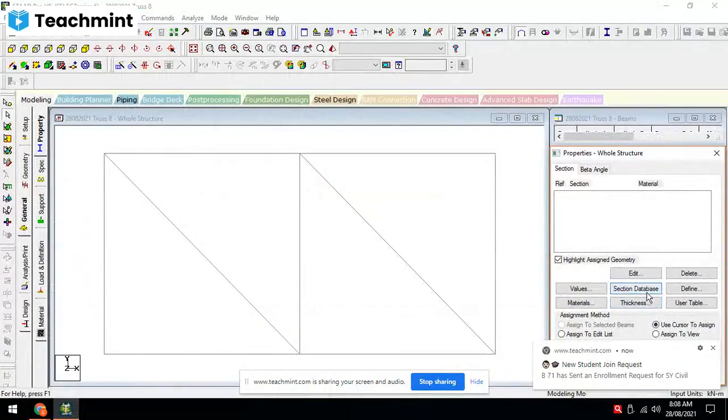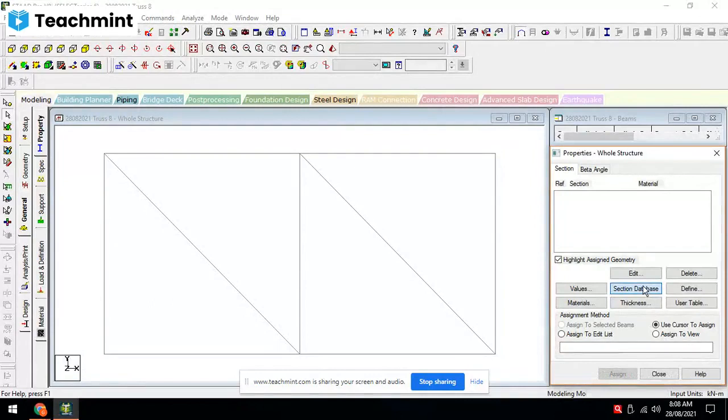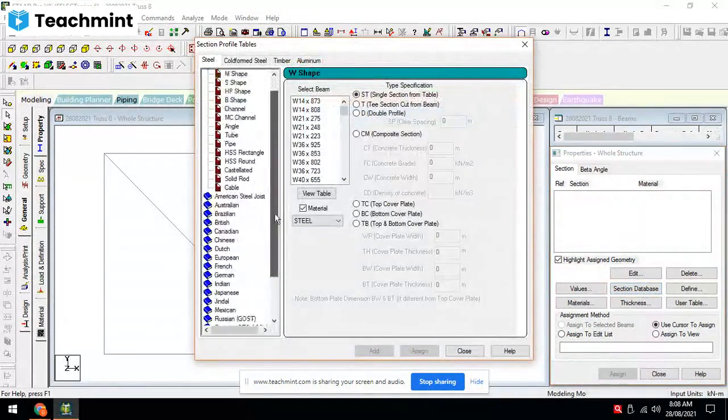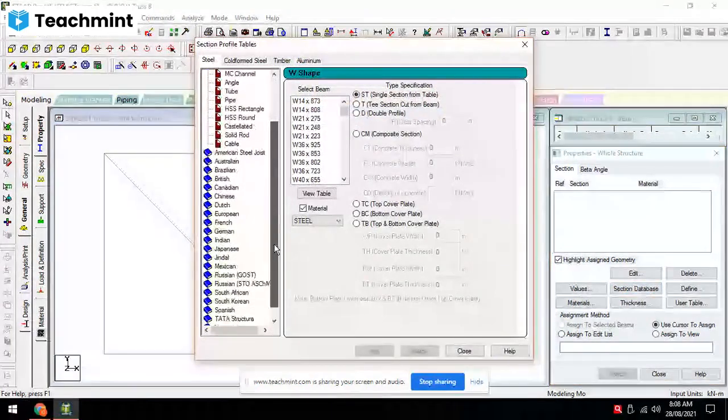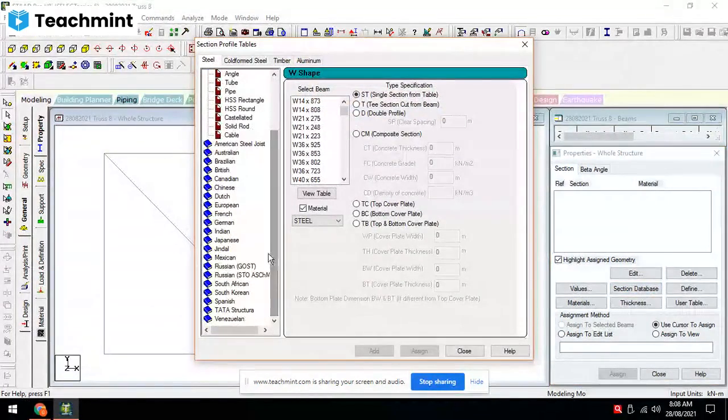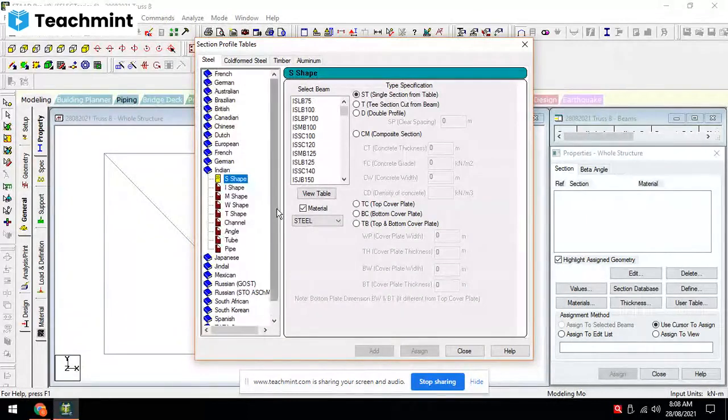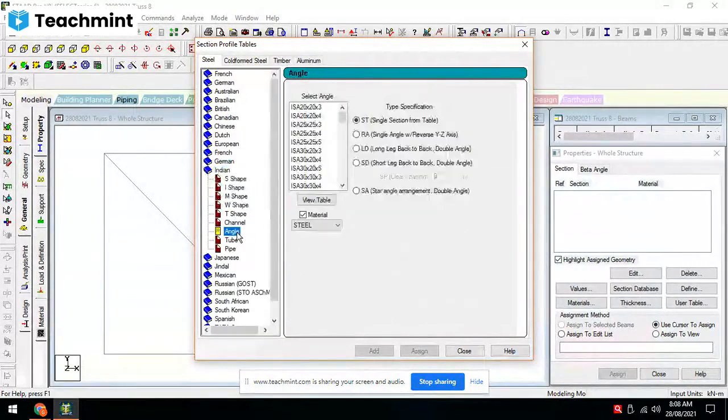So where should I go? Define section database, material thickness or ISO table. Where should I click? Yes, please. Section database. Okay, correct. So which country will I choose? European, French, German, Japanese, etc. Indian. Then which type of section? I section, T section, angle, channel section. Angle. Yes, angles.